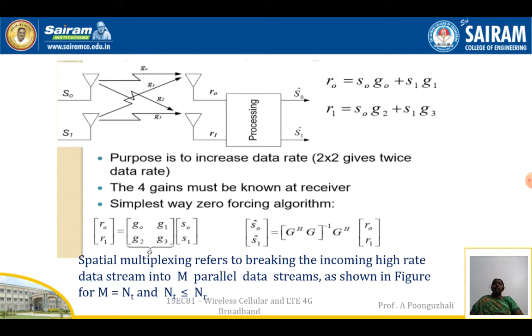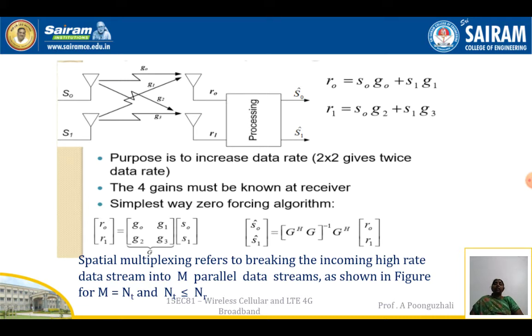The received signal will in turn be processed, and the output will be R0 equal to S0 into G0 plus S1 into G1. The second signal, R1, will be S0 into G2 plus S1 into G3. The main purpose is to increase the data rate. Here we have taken 2 cross 2, which gives twice the data rate. The four gains we use should be known at the receiver.